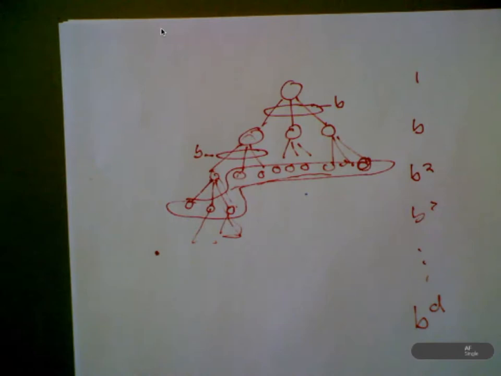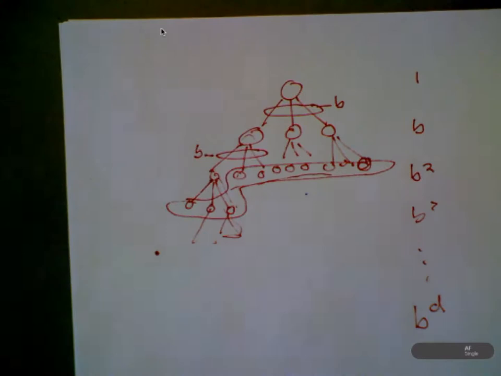It's a tree traversal. How many nodes are in this tree? B to the D. So it's still the same time complexity as breadth-first search, assuming somebody handed us the solution depth, which I can tell you does not happen. But if someone did, then we'd have the same time complexity as breadth-first search. But the big advantage is going to be memory. Kendall.